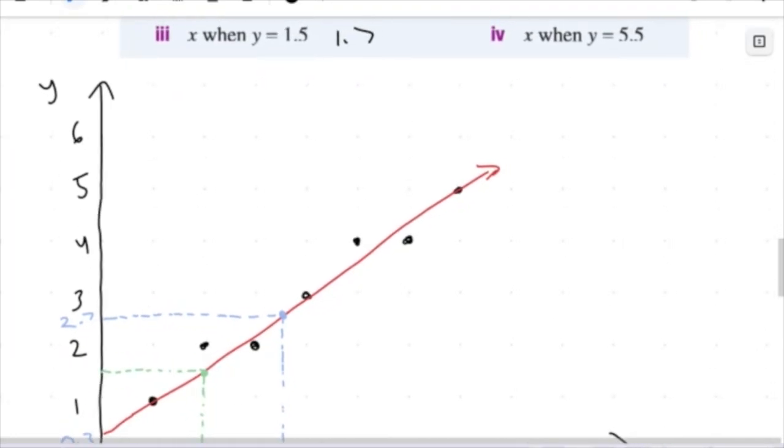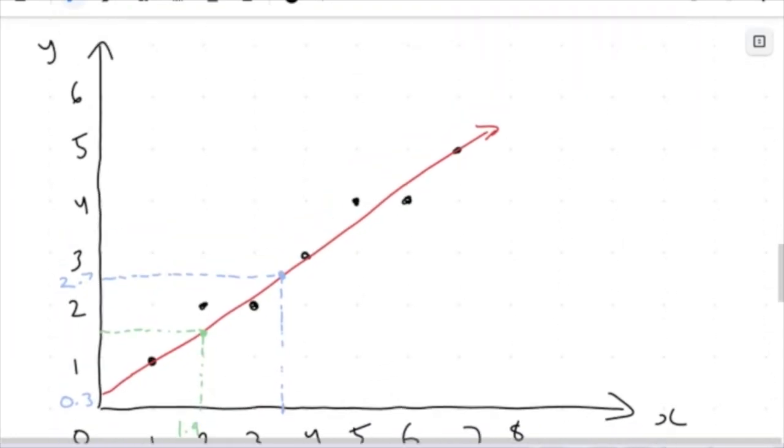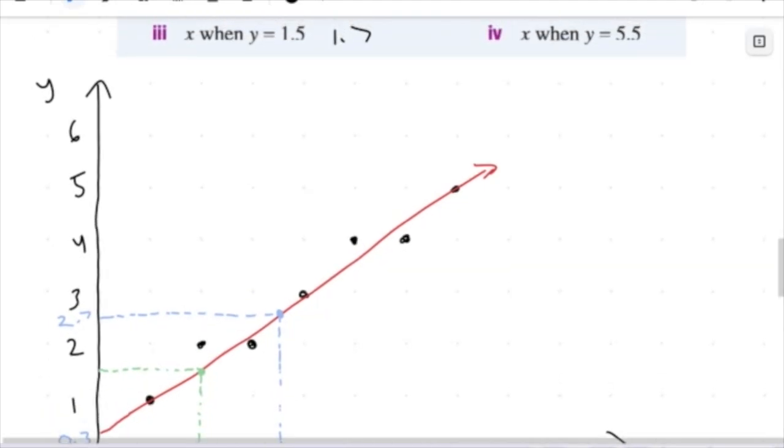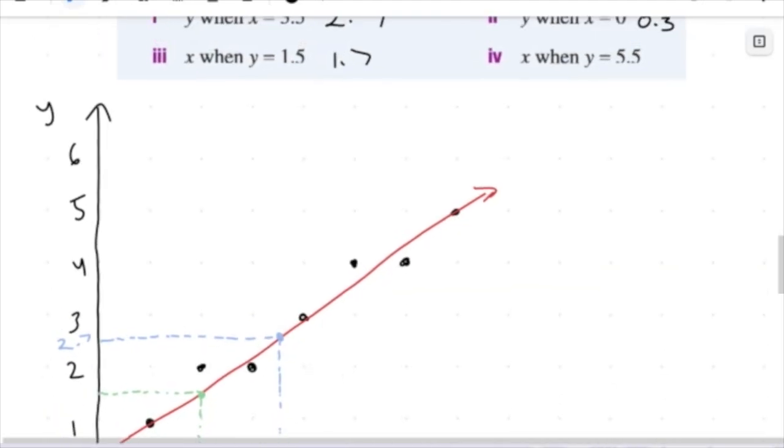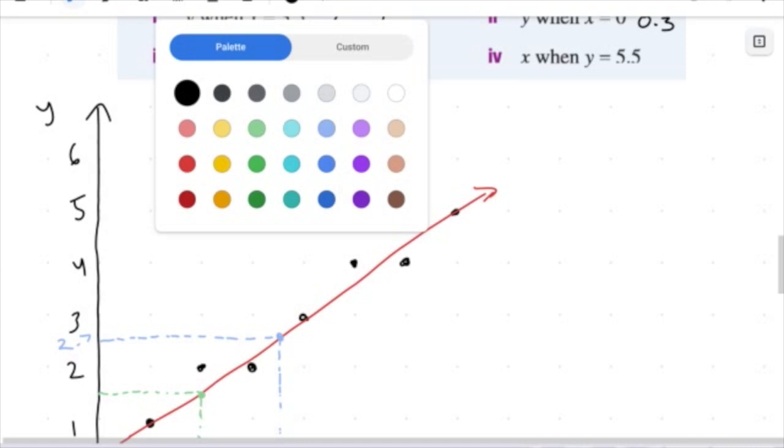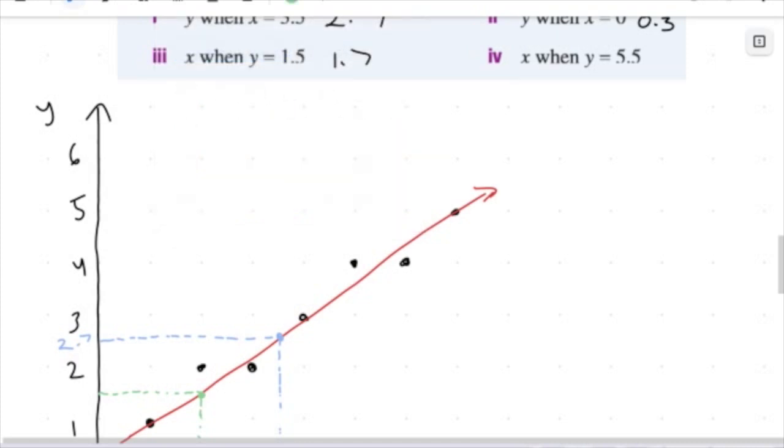So finally, we want to find x when y equals 5.5. So let's locate 5.5 here. That's about up here. And we're going to draw a line all the way across until we hit this. Now I need to extend my line of best fit a little more so we can determine where exactly this crosses.